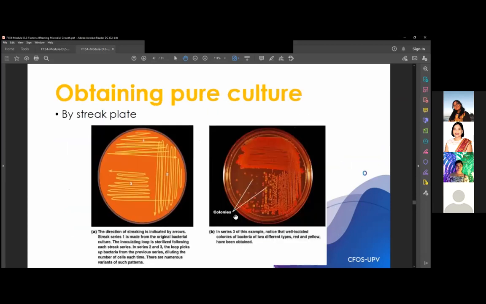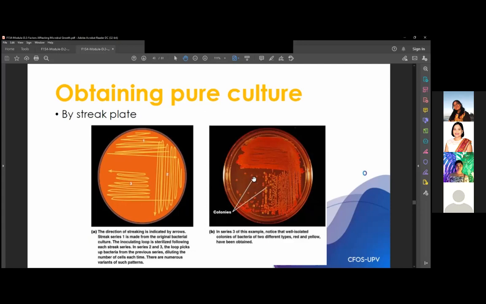Next is, this one shows how to obtain a pure culture. You've done streaking in the lab. At the end, in the third quadrant of your streaking in this second picture, you will be seeing single colonies. As I've mentioned earlier, that colony does not represent a single cell. It is composed of several bacteria, a clump of bacteria.